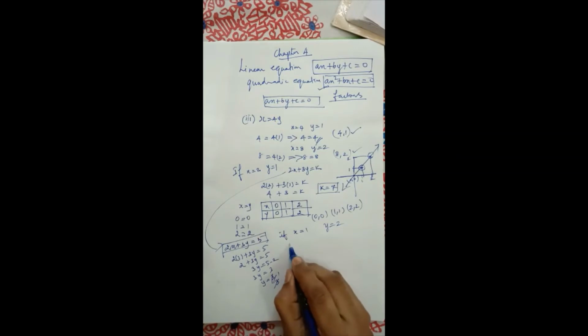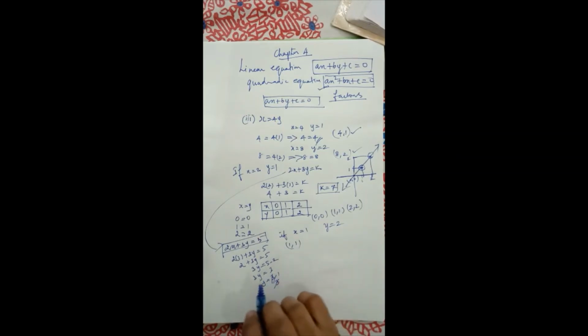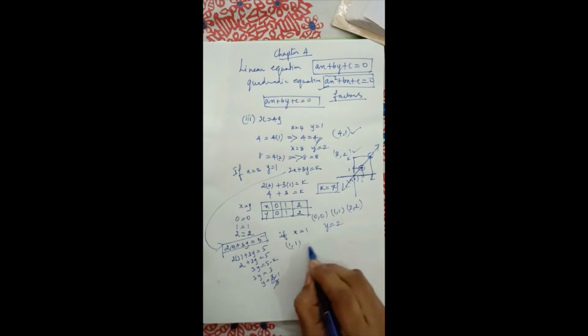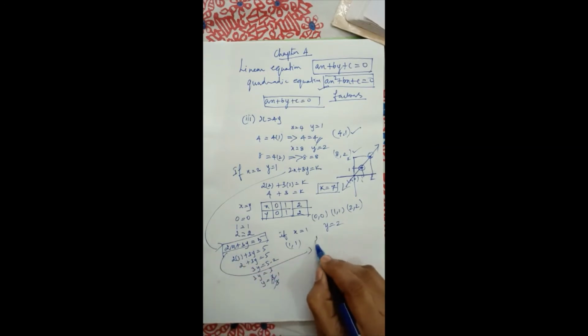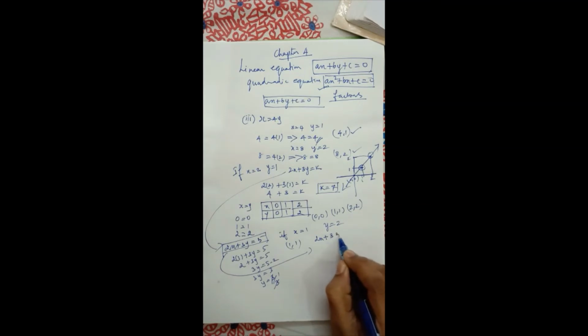If x is equal to 1, then y equal to 1. So this is one solution, 1 point. Okay, then y equal to 2. So you have to put 2x plus 3 times 2 is equal to 5.